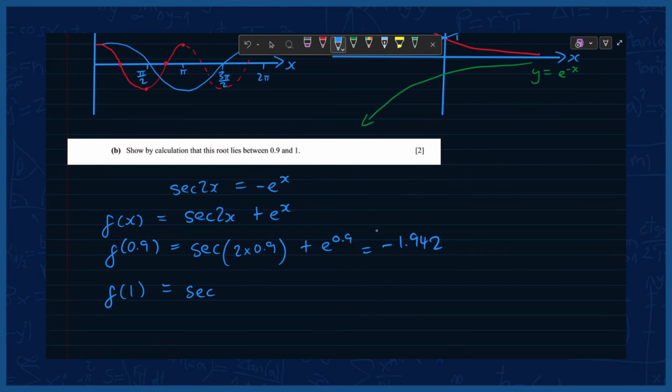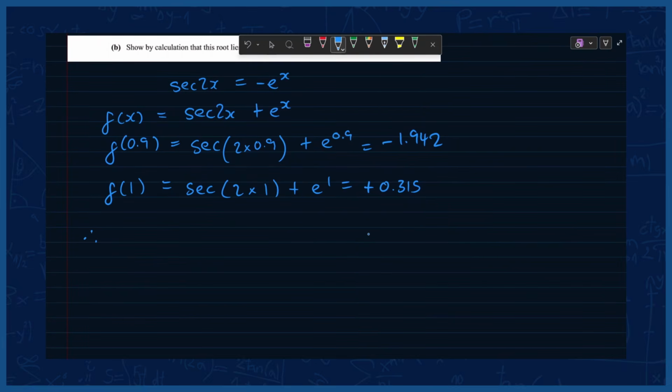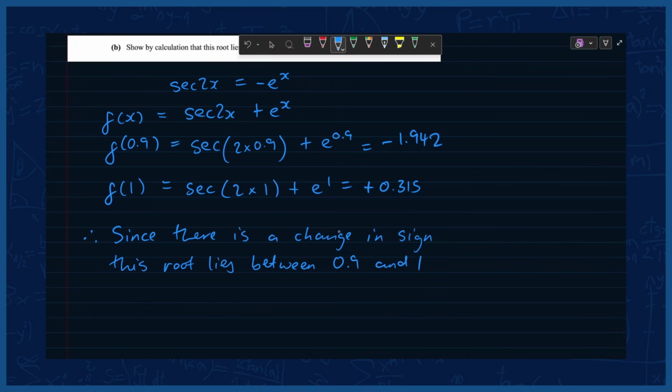This is sec of 2 times 1 plus e to the 1, which is 1 over cos of your 2 times 1 plus e to the 1. And this does give us a positive value, so we did get that sign change we're looking for. And make sure to always conclude for this question, because the second mark is in the conclusion. So you can say, therefore, since there is a change in sign, this root lies between our 0.9 and 1. Okay? And that is the final answer.